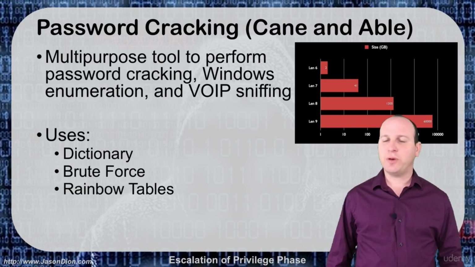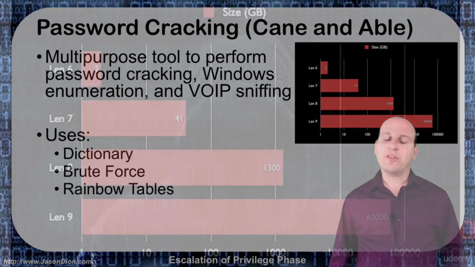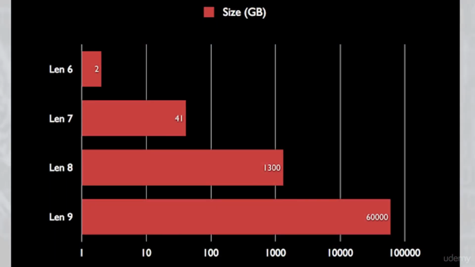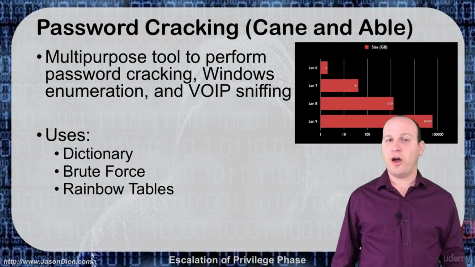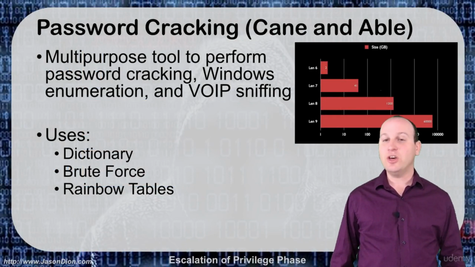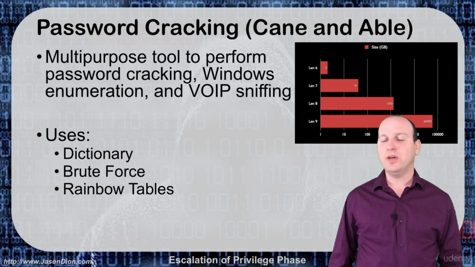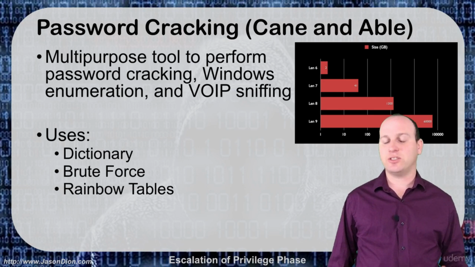Now, what is this picture up here above my head? Well, you'll see on the left side it has length 6, 7, 8, or 9. That's the length of the password. So if I wanted to have every single possible password out there that is up to 6 characters long, that's about 2 gigabytes of text. If I wanted all the way up through 9 characters, that's 60 terabytes of text. And again, most people's passwords are up in the 12, 14, 16 characters. You can see how large these text files are and how long it's going to take, even with using a rainbow table, which has pre-encrypted, pre-hashed information.